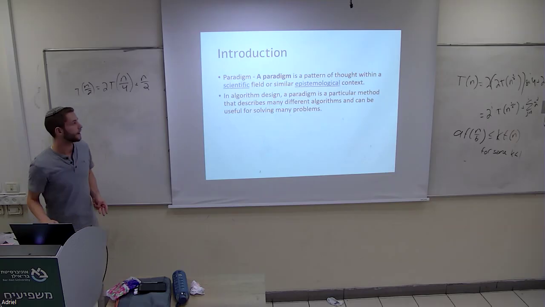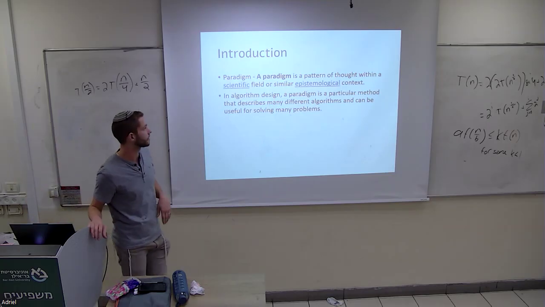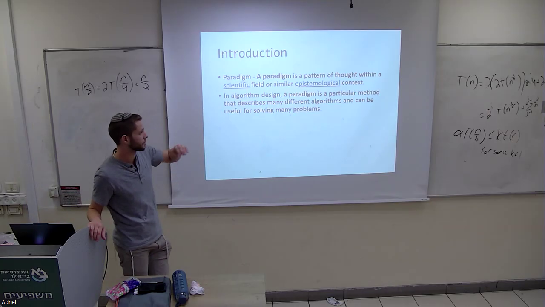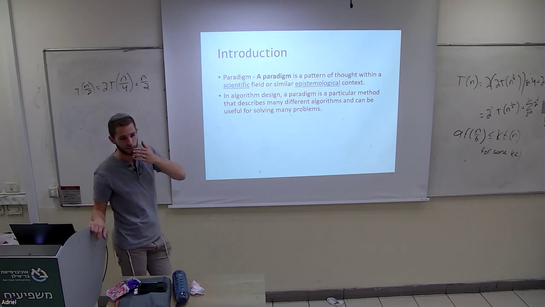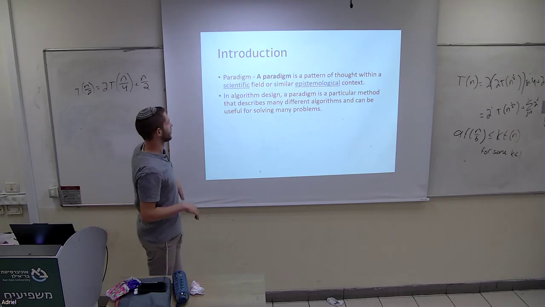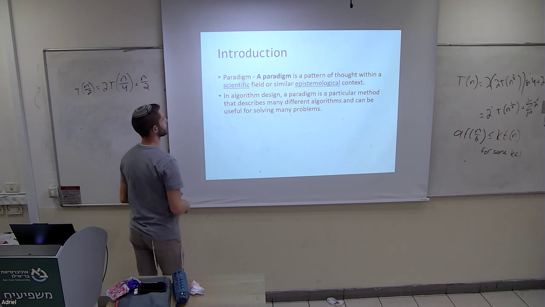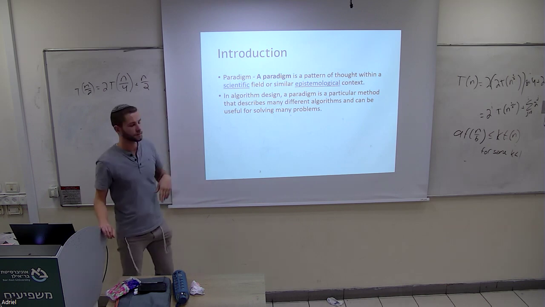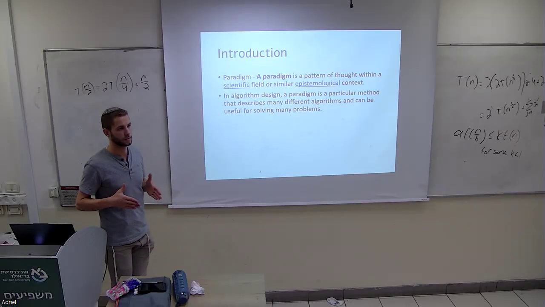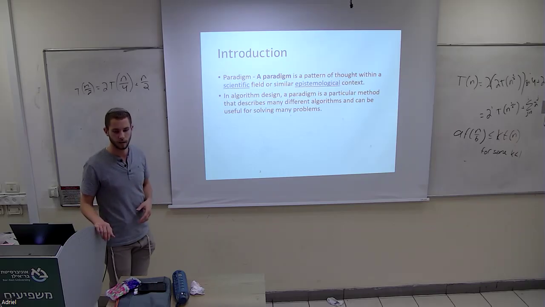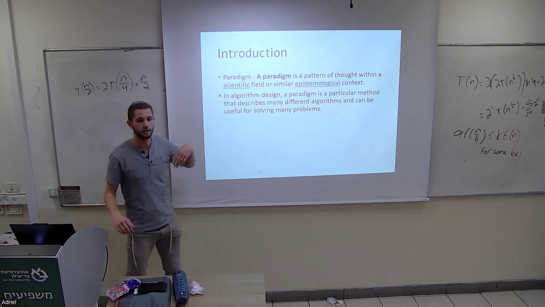All right. A paradigm is a pattern of thought in a scientific field, or similar. That word basically just means study of knowledge from philosophers. You can look, there's a Wikipedia page. So what does that mean for us? In algorithm design, a paradigm is a particular method, a way of solving a problem, a specific approach to solving an algorithmic problem. And it can be useful for solving a lot of different problems.